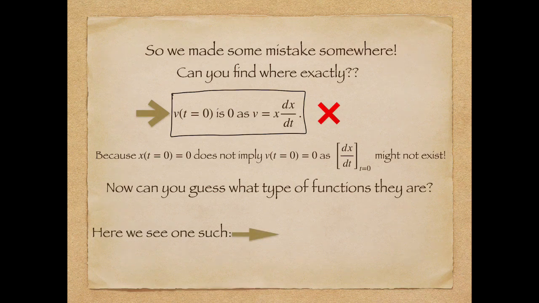Here we see one such. If we look at the graph, we see that the graph is taking value 0 at t equal to 0, and the tangent line to the graph at t equal to 0, that is at the origin, is vertical, that is perpendicular to the t-axis. Since this tangent is vertical, the graph or the function is not differentiable at the origin. So finally we understand why we cannot put t equal to 0 to find the value of constant a in the previous slide.